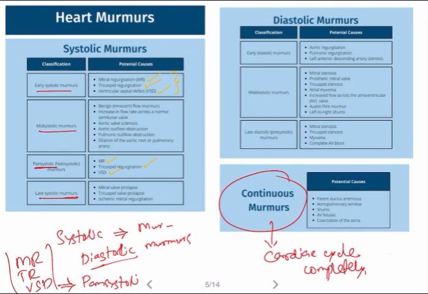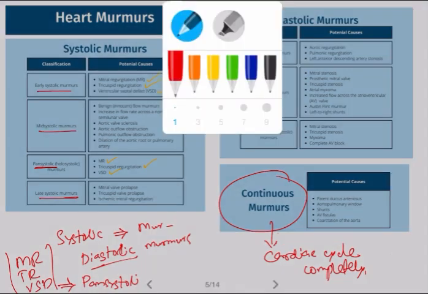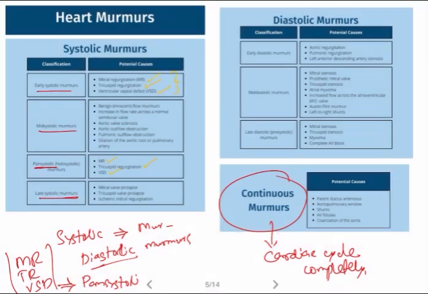Now, mid-systolic murmurs are those murmurs which are best heard during the mid-cycle of the systole. These are flow murmurs first of all. Again, an increase in flow rate across a normal semilunar valve is a flow murmur. Then another one is aortic valve sclerosis. That is a mid-systolic murmur. That is aortic valve sclerosis or stenosis.